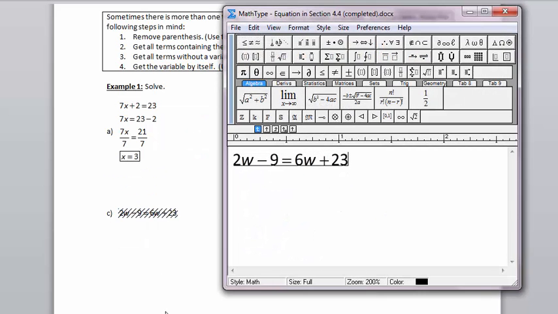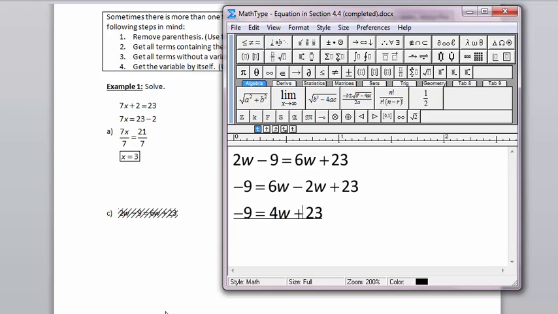The next example has variables on both sides of the equal sign, so we're going to move the smaller variable. The smaller variable is 2w, it's positive, so we're going to move it by subtracting it. And what we do to one side of the equation, we have to make sure we also do to the other side. On the left-hand side, the 2w minus 2w is going to subtract to 0 and leave us with negative 9. And on the right-hand side, the 6w minus 2w is going to combine to 4w. And we'll still have our plus 23.